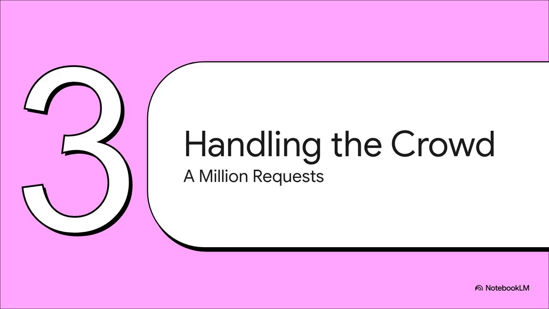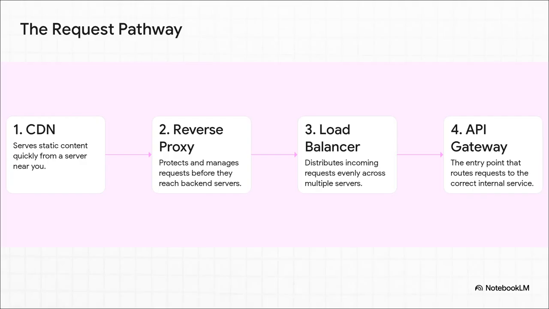Okay, so our click made it. It's navigated the Wild West of the internet and has arrived at its destination. But here's the thing. It's not the only one. It's showing up with literally millions of other requests at the very same moment. So how does the system handle that kind of massive crowd without just collapsing? It builds a very, very orderly pathway. So a click can't just storm the front gates. No, it has to follow this super organized path.